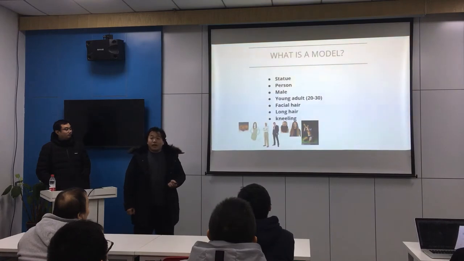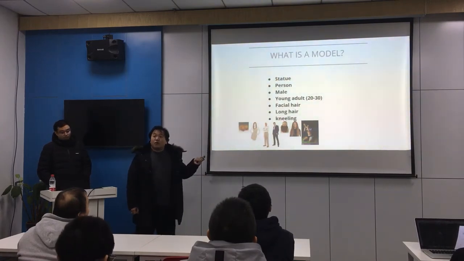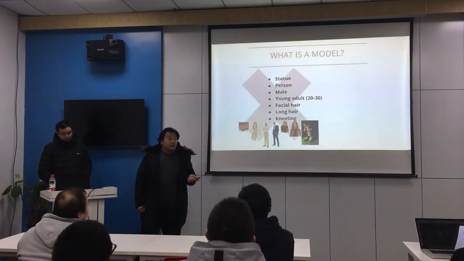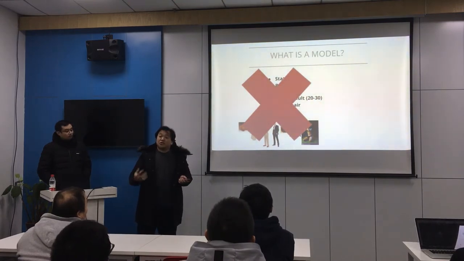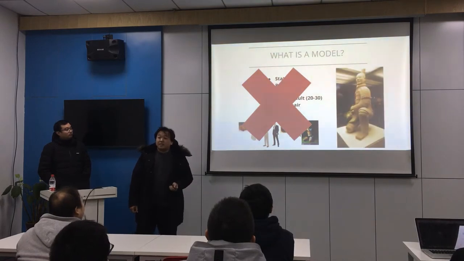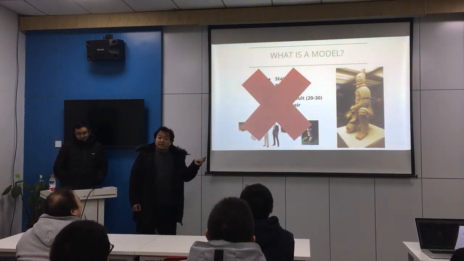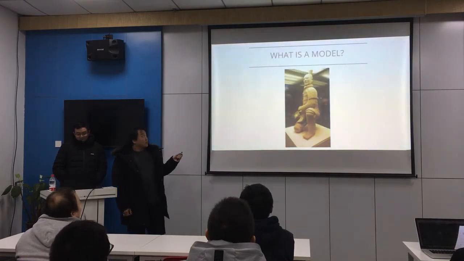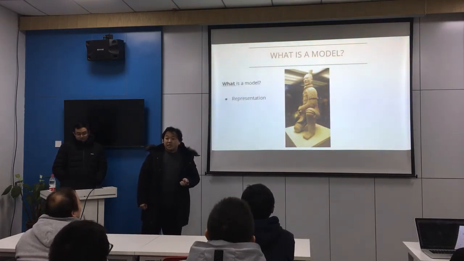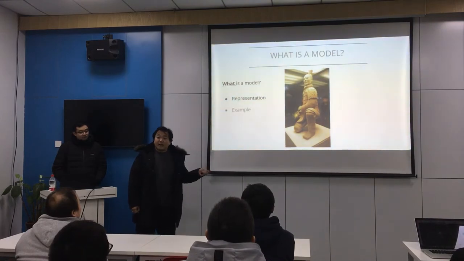So what if there's a way, instead of describing all these characteristics, that I have a shortcut that I can just show you so that you understand what this object is? What if I show you this instead? Immediately, you know what it is. So this is a model. What is a model? A model is a representation. A model is an example.